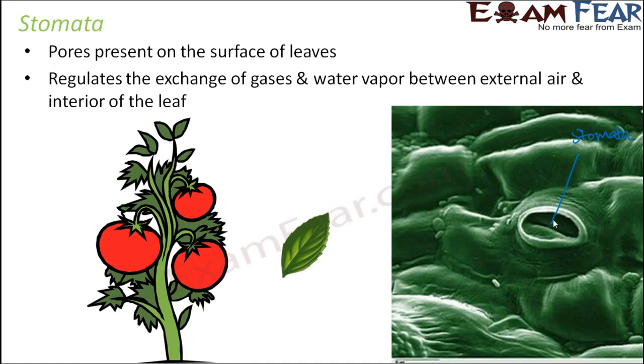So just imagine how important stomata is. They also regulate the process of transpiration. We all know what transpiration is, right? The process by which the plant loses water vapor. So it regulates that, because if too much water is lost, again the plant will end up dying. So it does not allow too much water loss. That's how it regulates the process of transpiration.